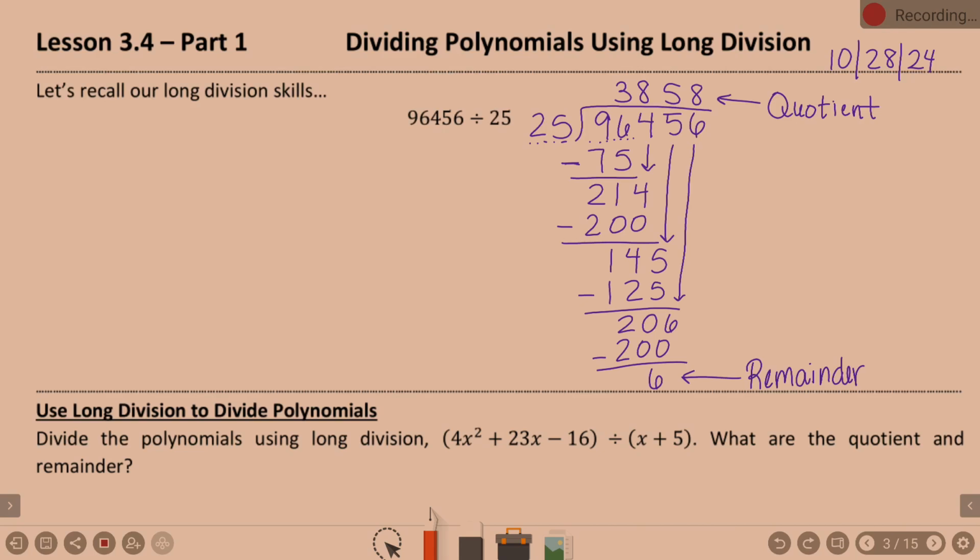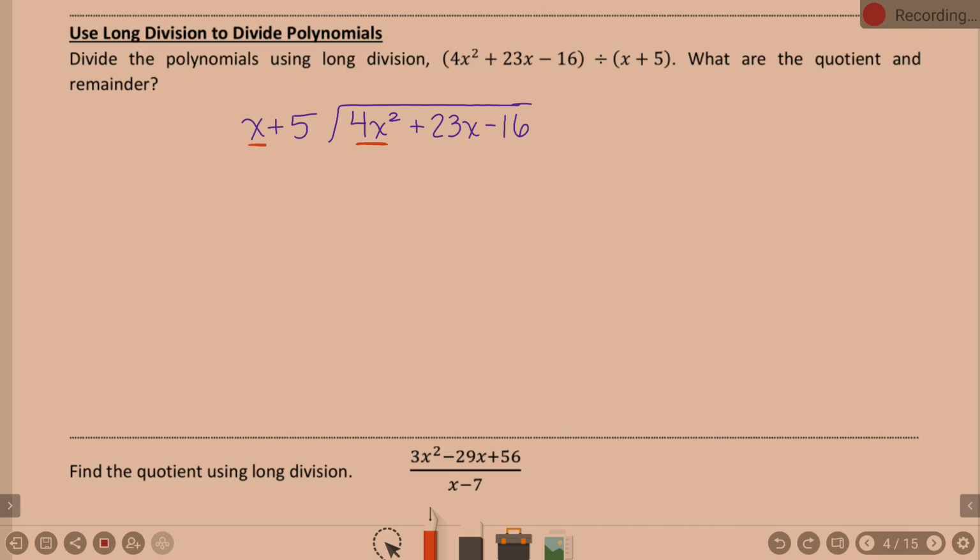Yes? That's kind of how we asked it. Basically, when we said how many times does 25 go into 96, it was 25 times what number is 96, or closest to. Well, now I'm going to say, when I say how many times does x go into 4x squared, think of it in terms of x times what is 4x squared.